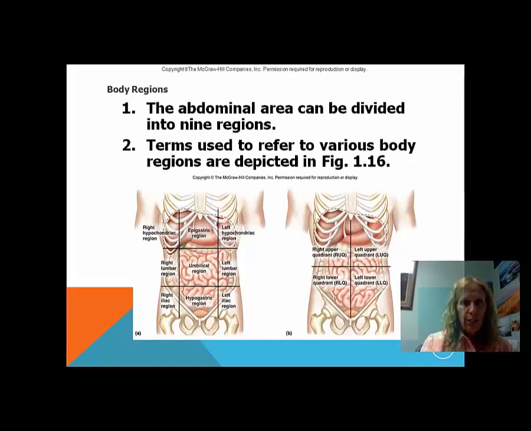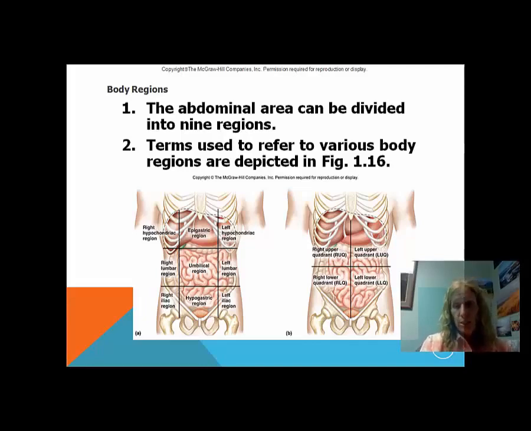The abdominal area can be divided into 9 regions and 4 quadrants, and we have to learn these terms. The important thing about these terms is that the term refers to the patient's body, not the doctor's body. So in the diagram on the left, you can see the right hypochondriac region is the patient's right-hand side, then the epigastric region, and the left hypochondriac region. Right lumbar, umbilical, left lumbar. Right iliac, hypogastric, left iliac.